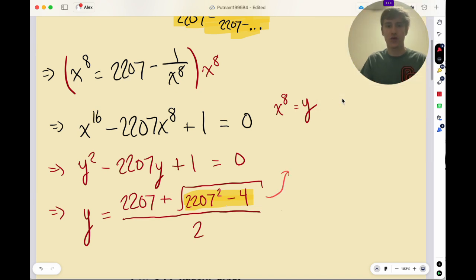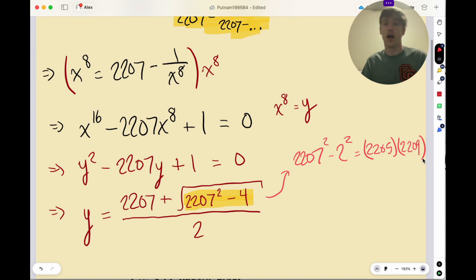Well, I note that I can write this as a difference of squares conveniently. I can write this as 2207 squared minus 2 squared, which is equal to 2207 minus 2 times 2207 plus 2. Now, ideally, since these are both under a radical, we want to look for perfect squares that go into both of these. Well, I know that 2205 certainly isn't prime because I could factor a 5 out. And when I do that, I get that this is 5 times 441, which is a perfect square.